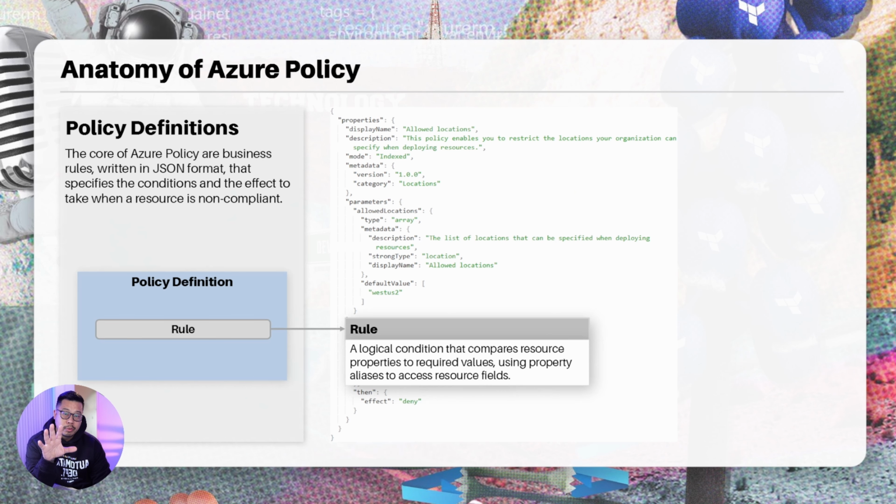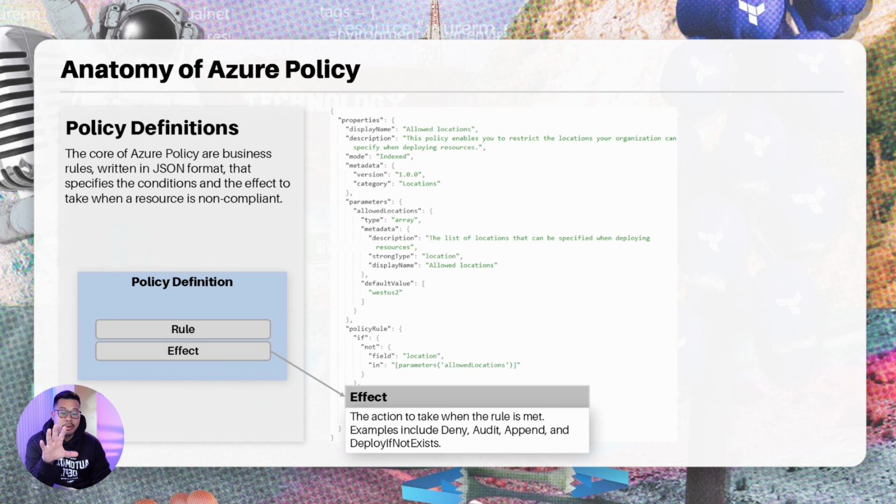Let's talk about the next critical component, which is effect. This is the action to take when the rule is met. Examples include deny, audit, append, and deploy if not exists. So this can pretty much deny specific regions like this example here.